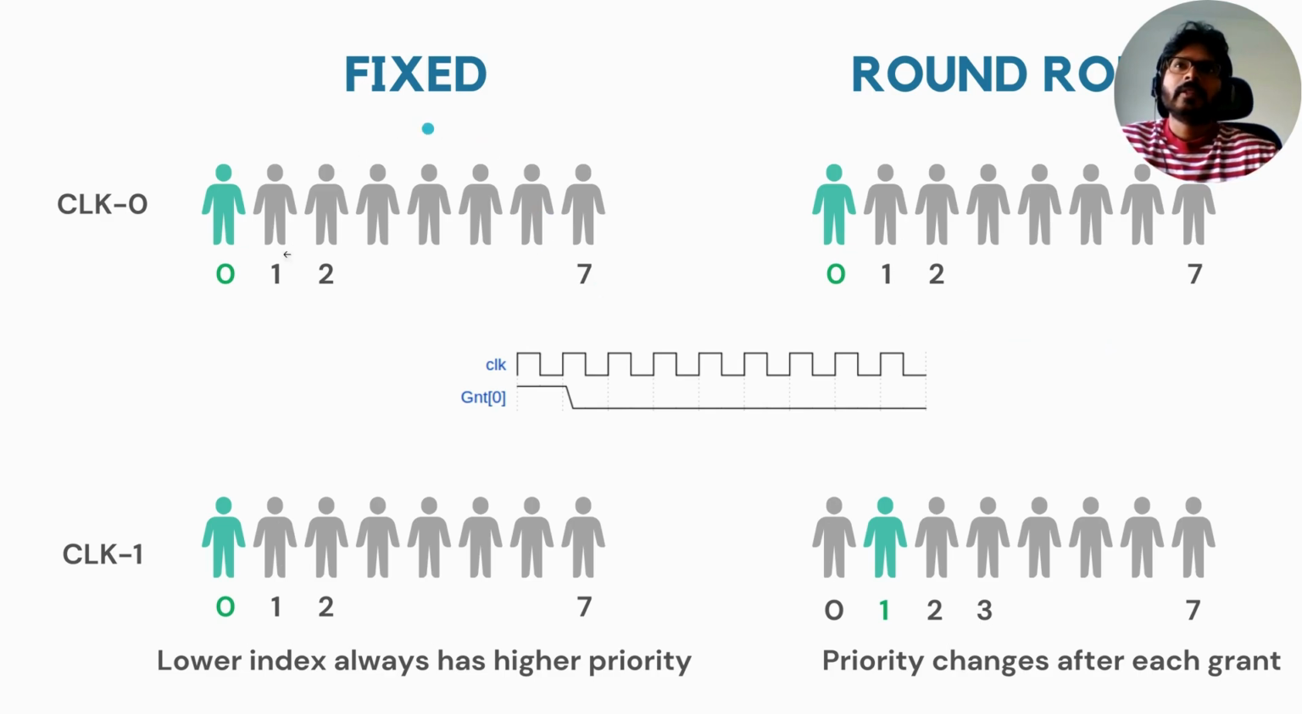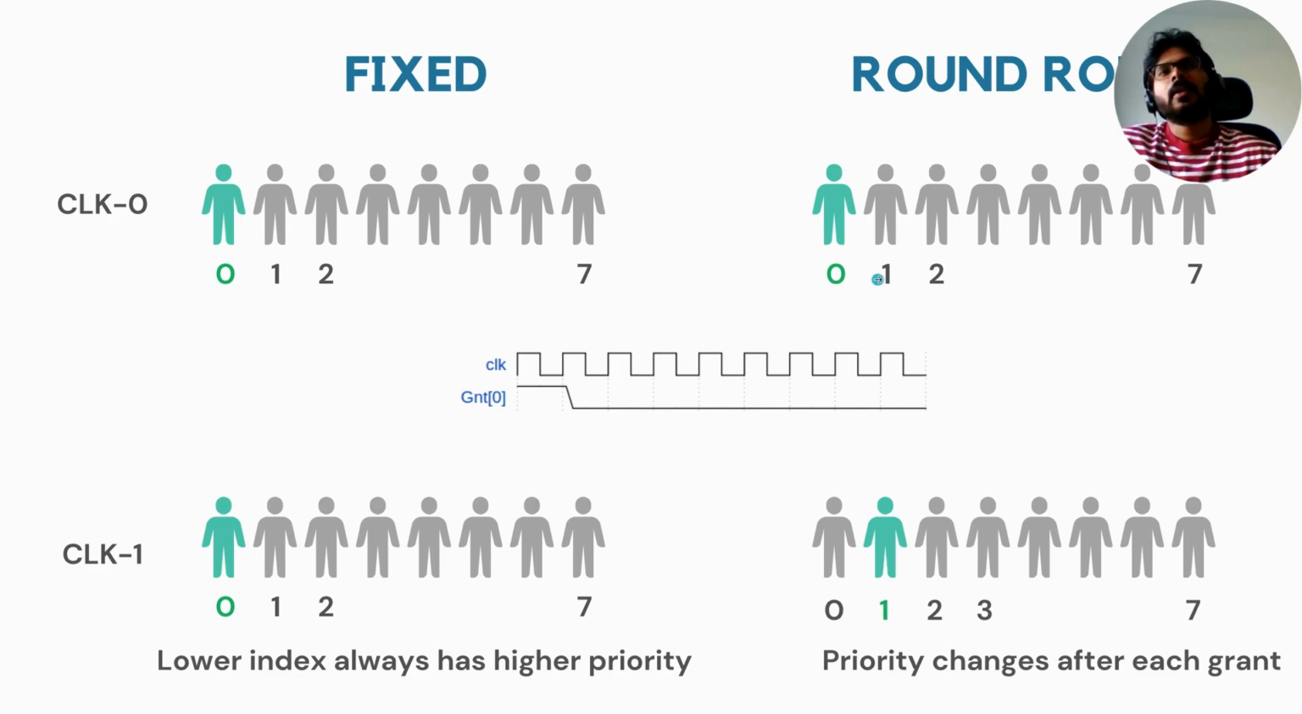In fixed priority, the priority of arbitration is fixed. Let's say there are 8 requesters, and the priority is from 0 to 7, meaning the 0th requester will always get the highest priority. If in clock 0, requester 0 and requester 1 are requesting, then requester 0 will get the grant. And in the next clock, if requester 0 and requester 1 are again requesting, requester 0 would again get the grant. Whereas in round robin arbiters, in the second case, requester 1 would get the grant.